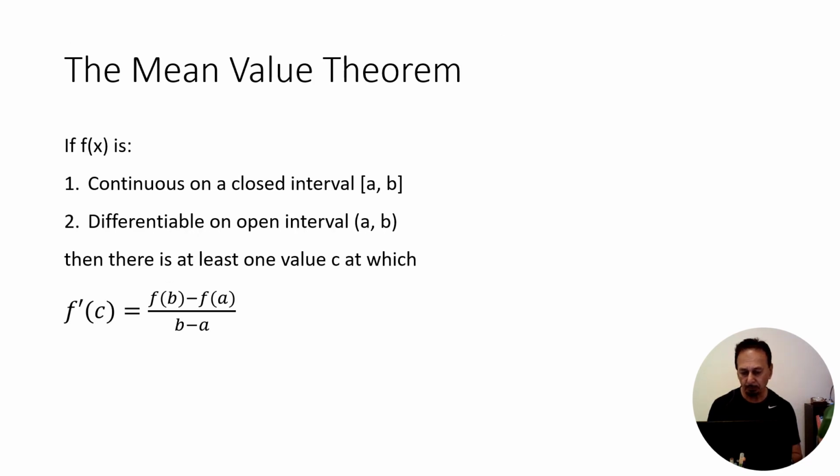The mean value theorem. If f of x is, number 1, continuous on a closed interval a, b, and number 2, f of x is differentiable on an open interval a, b, then there is at least one value c at which f prime of c equals f of b minus f of a over b minus a.